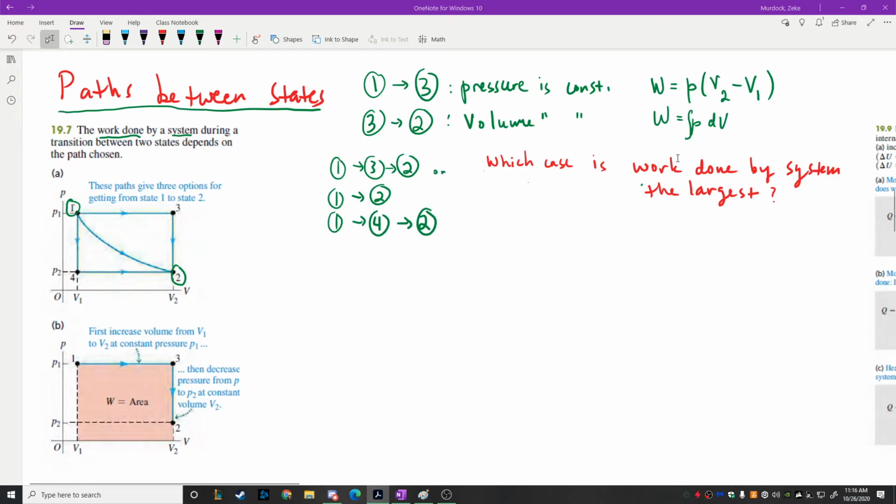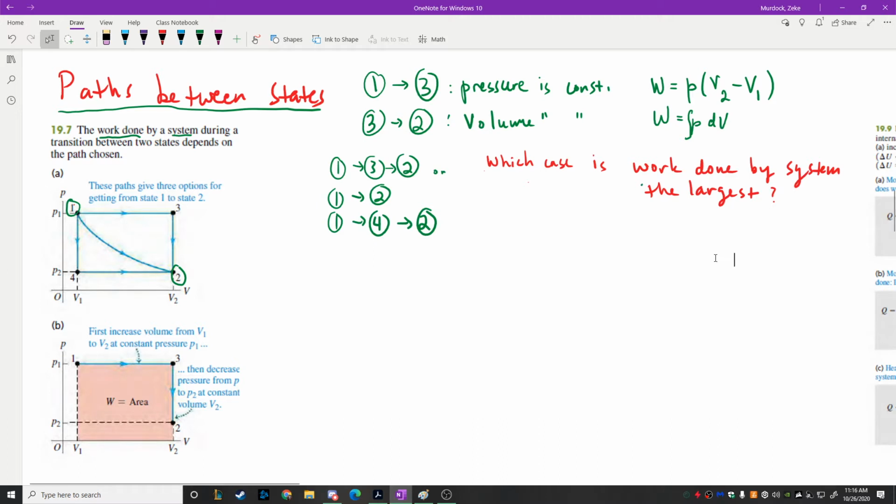Remember that the work done here is the integral of PdV, which means it's the area under the path that you take, effectively, right? Does the order of the steps really matter? Well, that's what we're talking about, Tom. We're trying to answer that question.